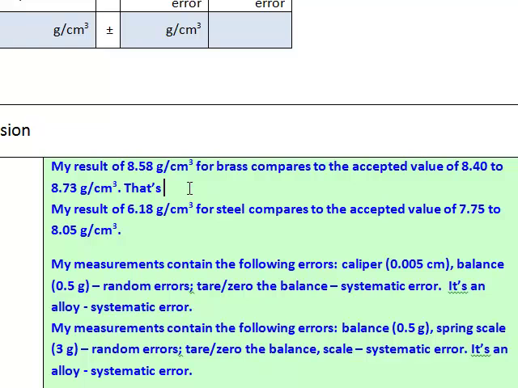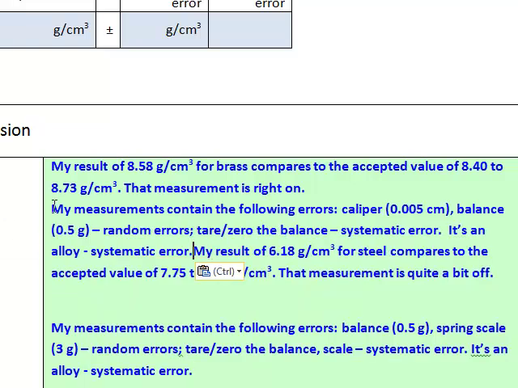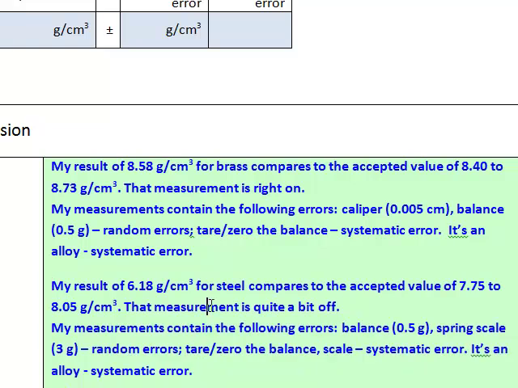So here I could comment that that measurement is right on. And here I would have to say that that measurement is quite a bit off. And I mean, maybe the explanation is that I thought I was using steel screws and I didn't. Respectively, that yeah, my errors here actually were rather large. This one here should go up there. And that could definitely have something to do with that.